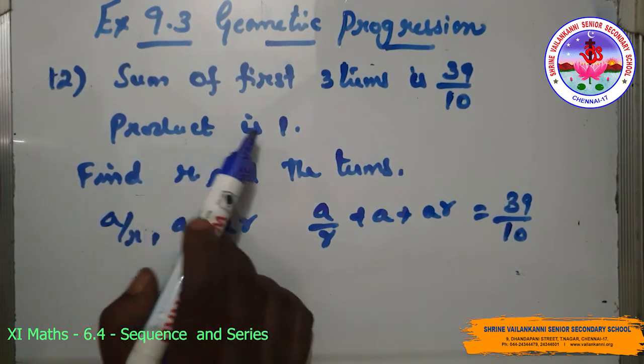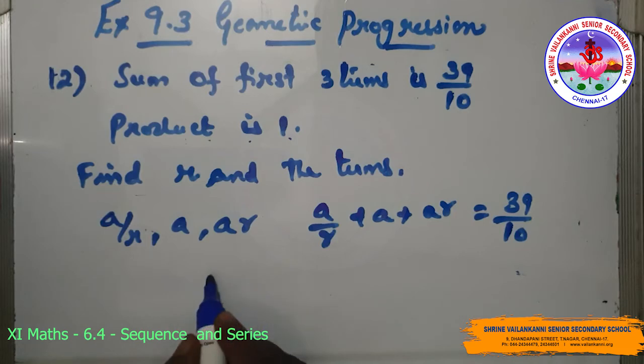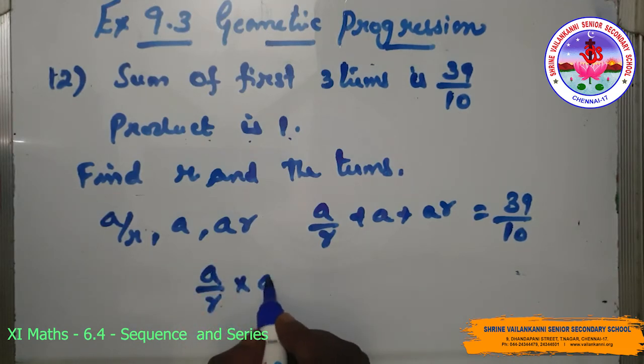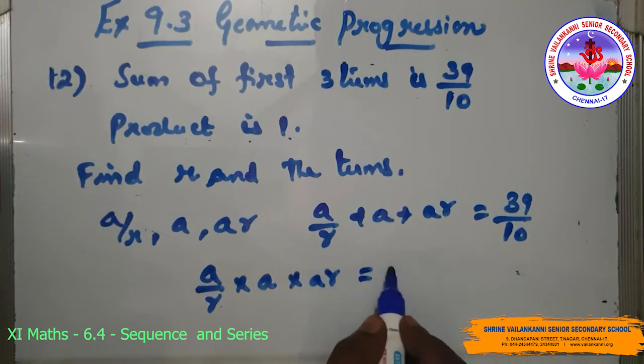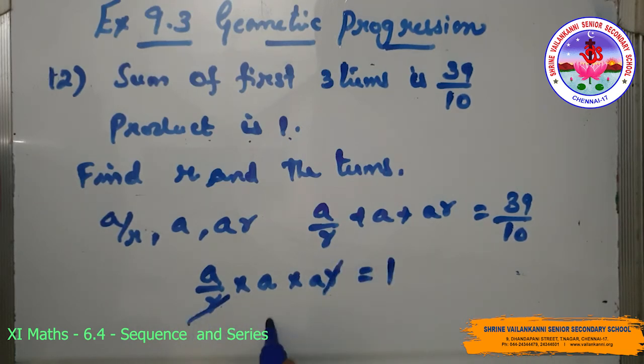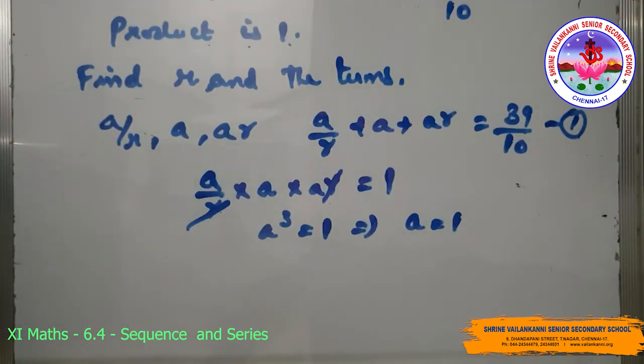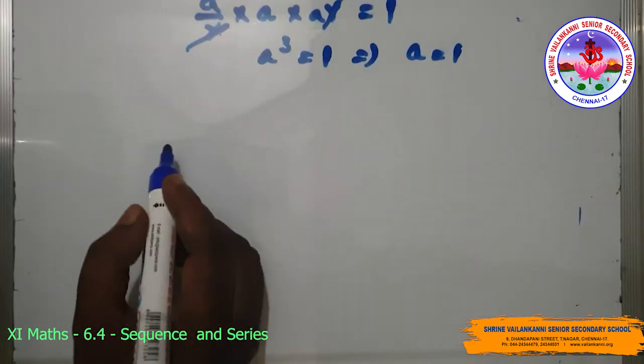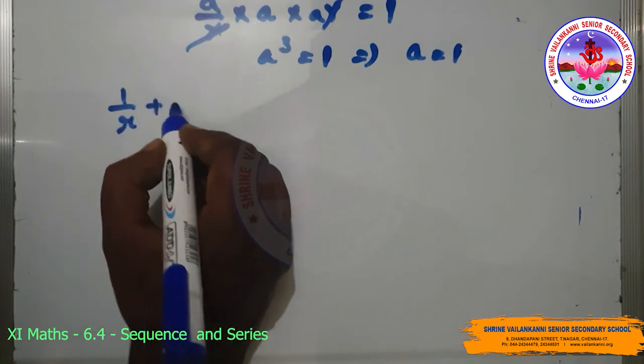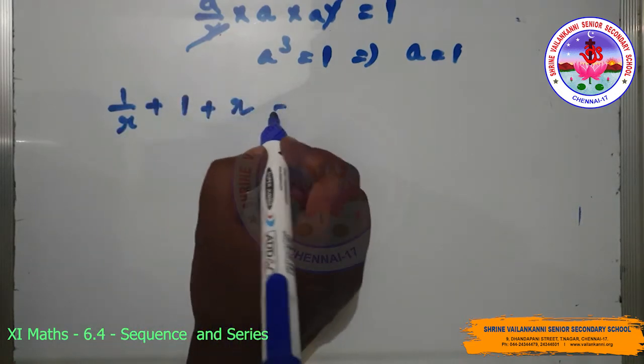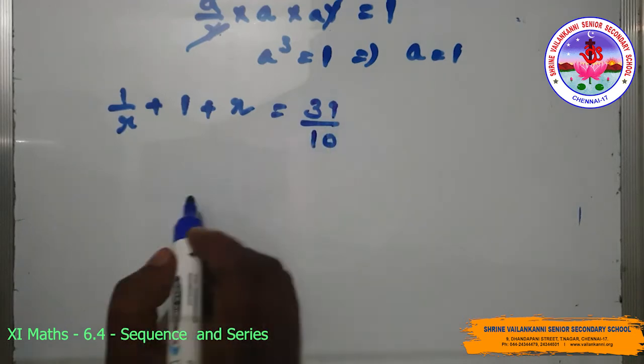And the product of 3 terms is 1. So a by r into a into ar, which is equal to 1. So we can cancel r, then a cube equal to 1. So we can say that a is 1, considering the real roots only. Substitute the value of a equal to 1 in the first equation. That is, the sum of the first 3 terms is 39 by 10. A is 1, so 1 by r plus 1 plus r equal to 39 by 10.